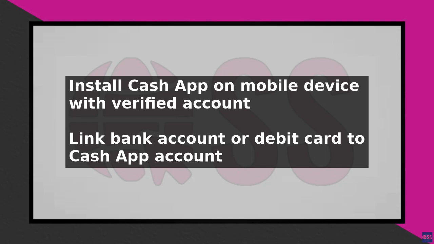First, open the Cash App and navigate to the Cash Card section, where you will find your unique Cash Card details, including the card number, expiration date, and security code.